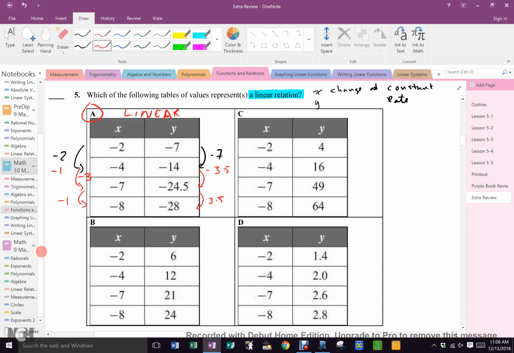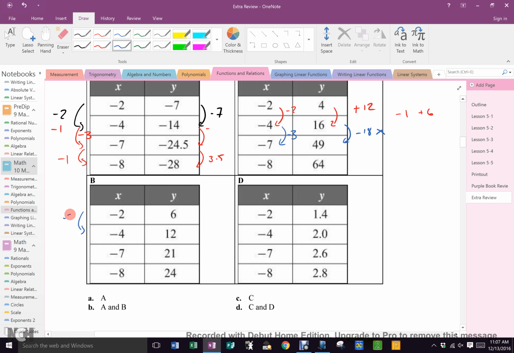Okay, back to business. Check this one. -2 plus 12. So that means it was -1 and +6, yes? So I check here. I went -3, so this would have to be -18. It's not, so C is not linear.